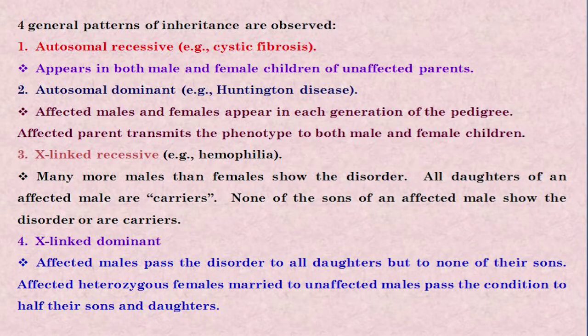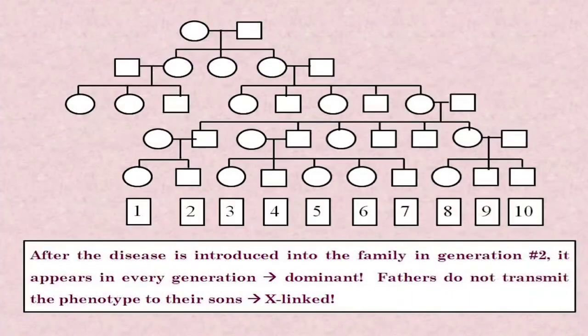Then X-linked dominant. An affected male passes the disorder to all the daughters, but to none of his sons. An affected heterozygous female married to an unaffected male passes the condition to half of their sons and daughters. So this is the explanation for the pedigree. After the disease is introduced into the family in generation 2, it appears in every generation, and they show the dominance. Fathers do not transmit the phenotype to their sons.